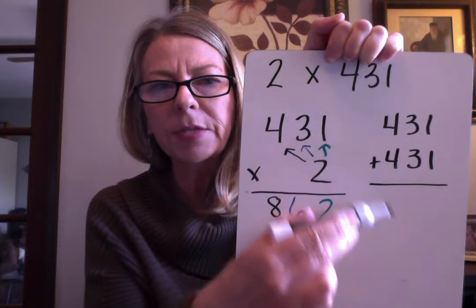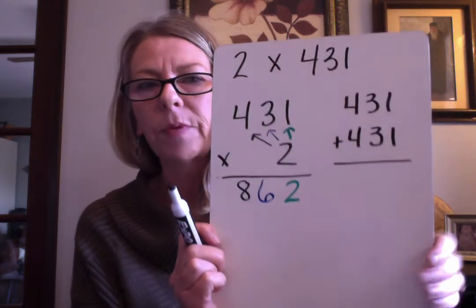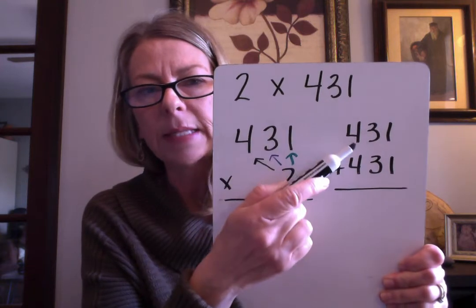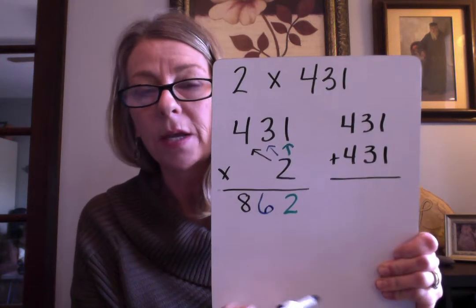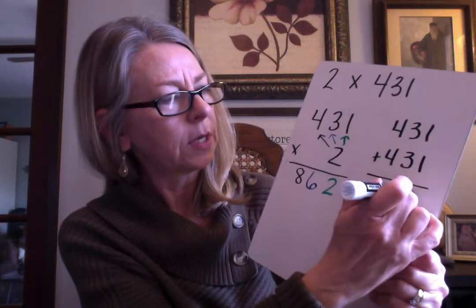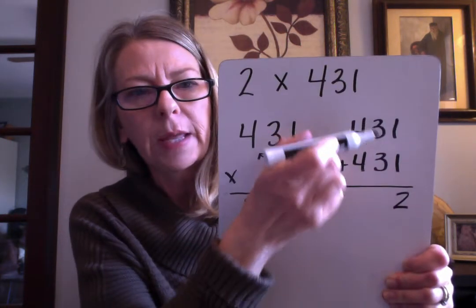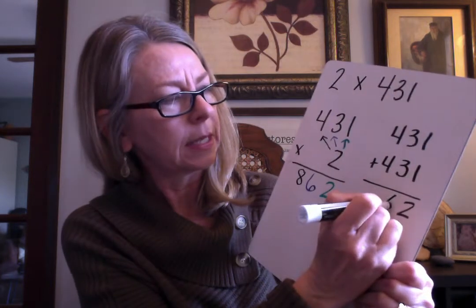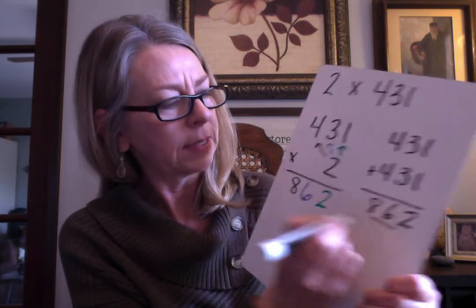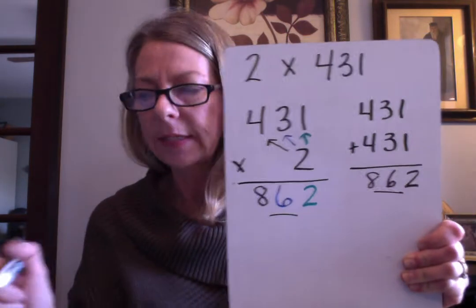Okay, so remember from yesterday, we can always check with repeated addition. If I have two sets of 431, that means I'm adding 431 two times, right? So let's check. 1 plus 1 equals 2. 3 plus 3 equals 6. 4 plus 4 equals 8. And you can see our answer is the same.